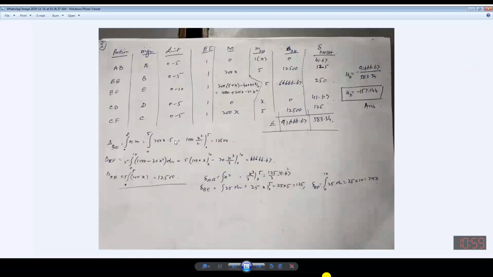Then M into m for the first one, you can see it is 0. It will be multiplied, it will become 0. Then you multiply this one with this one, it comes out to be 1000x, 1000x square by 2, limit 0 to 5, so it comes out to be this one. Similarly, if you multiply this with this one, it comes out to be this one. Multiply this one with this one, it comes out to be this one. Or in total, if you multiply these two terms and apply the limit of 0 to 5, then you will ultimately get this value of 12,500. Okay?